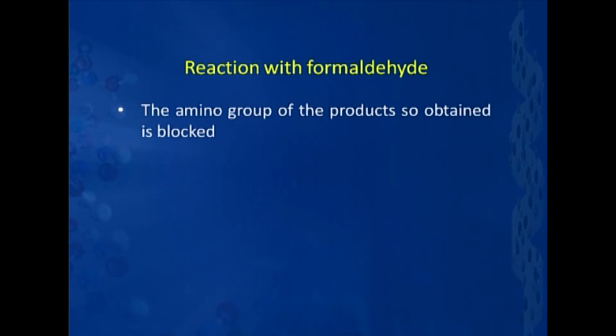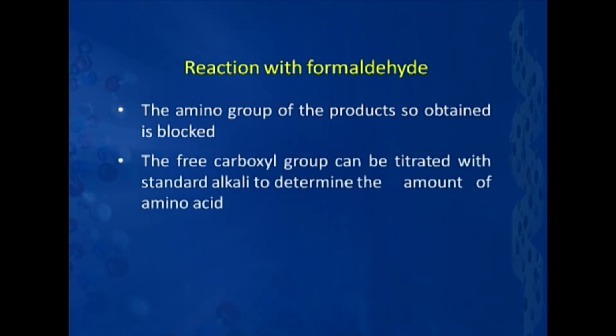So, what we can do is take an amino acid, treat it with formaldehyde to block the amino group, and the free carboxylic group can be titrated with a standard alkali. When you do that titration, I can determine the amount of COOH group, which in turn gives me a measure of the amount of the amino acid here.